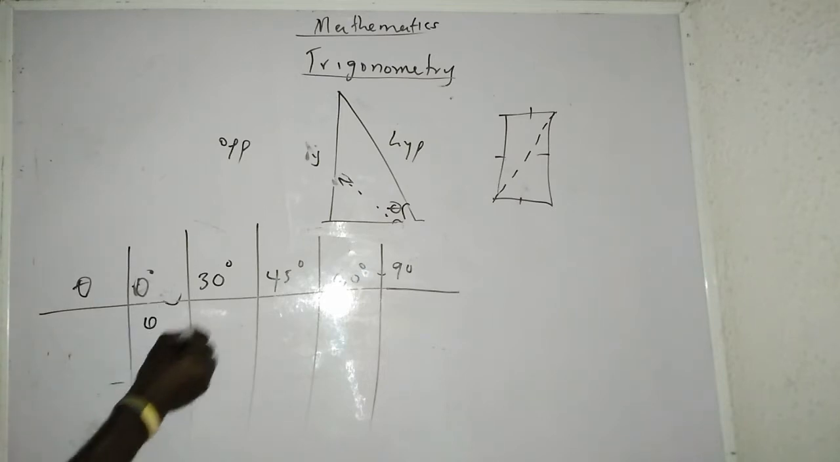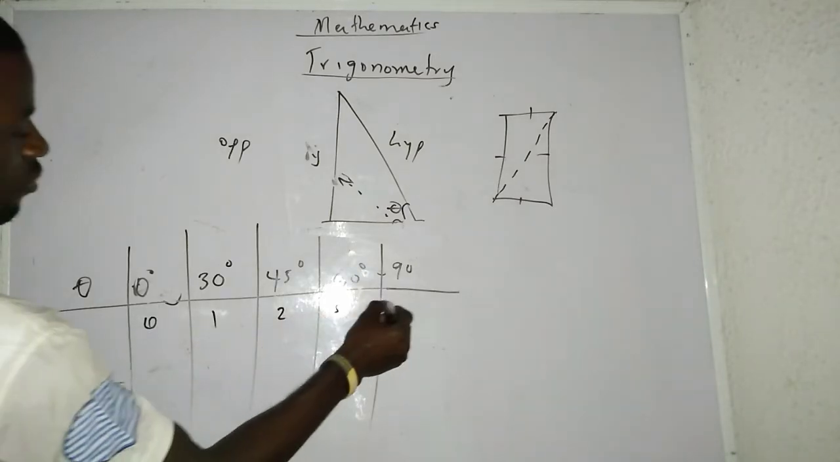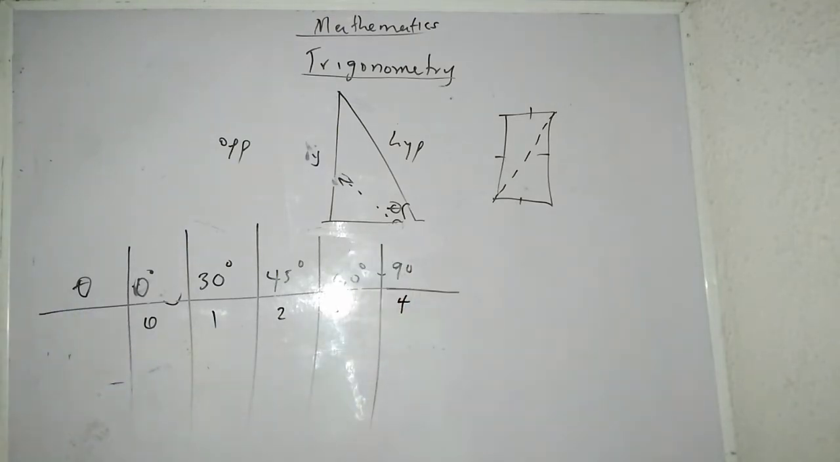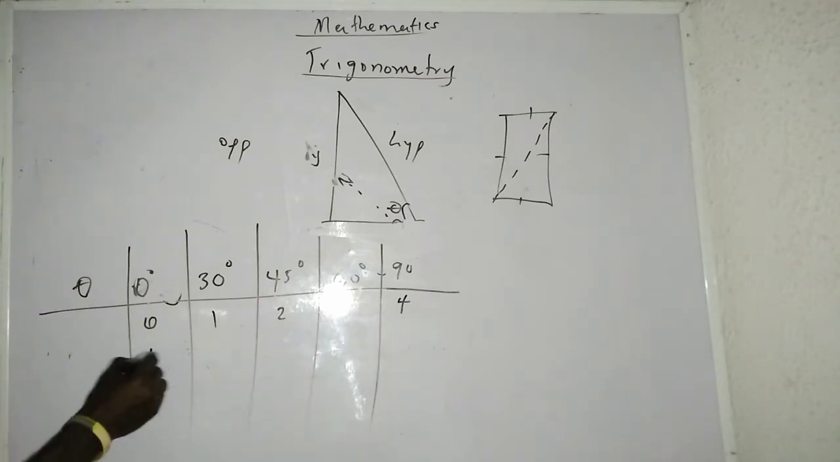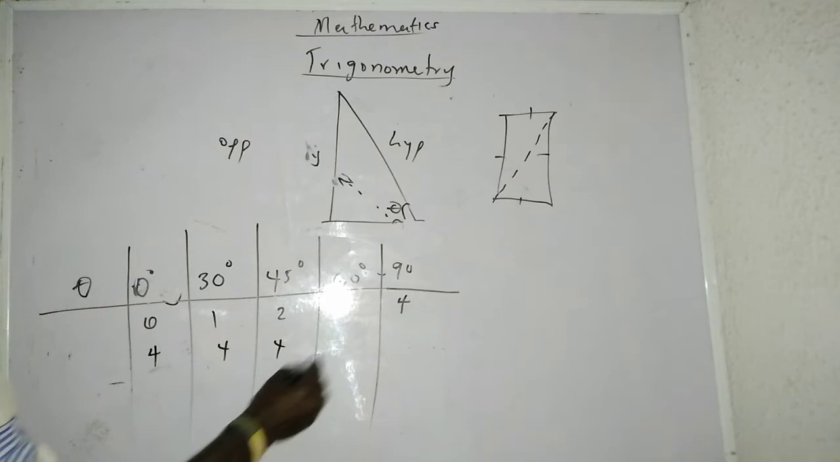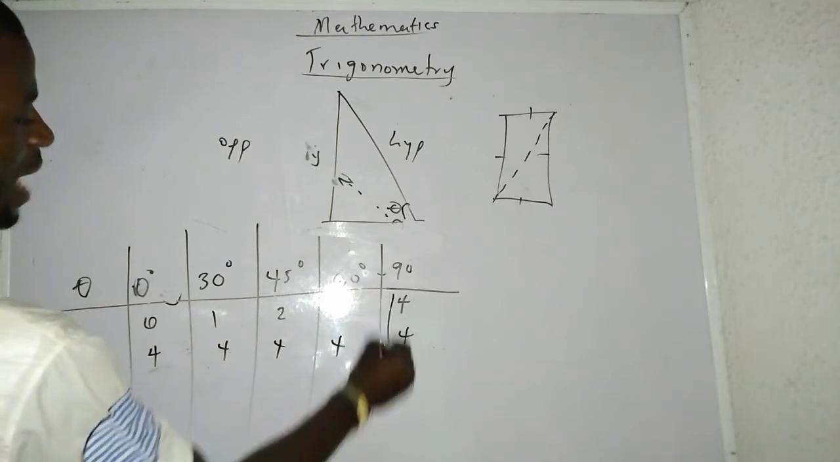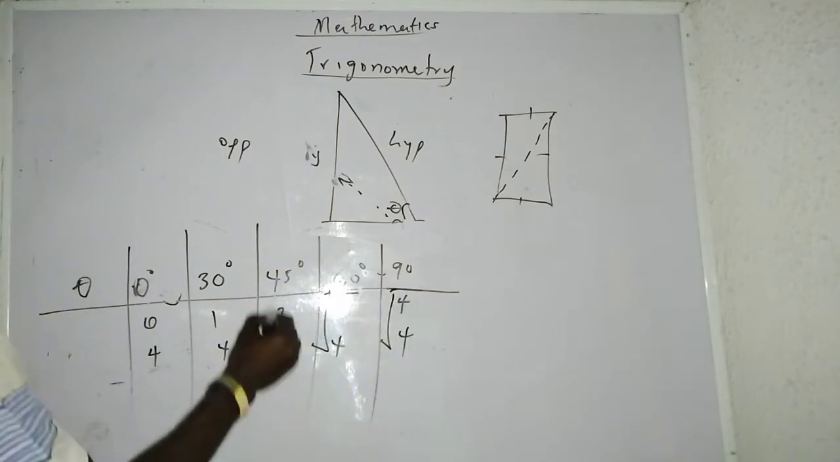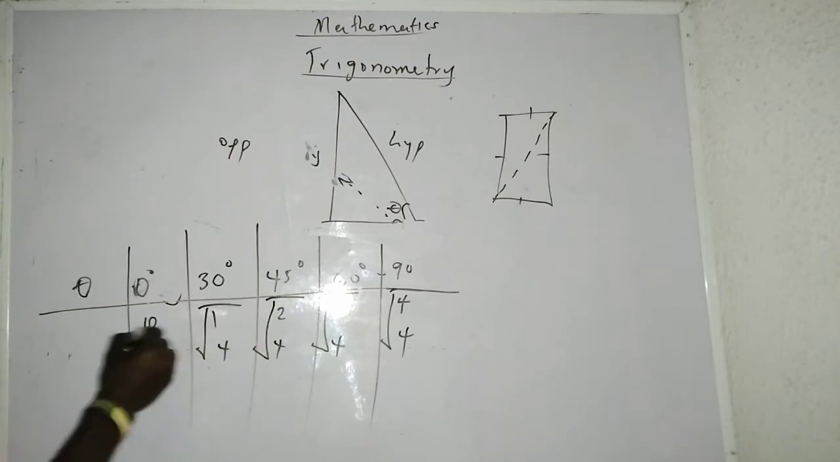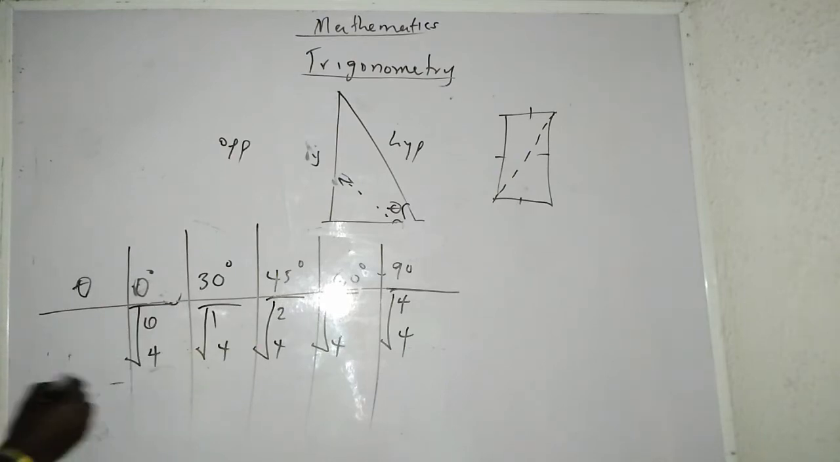I have 0, 1, 2, 3, 4. Now, the first number that has a square root, except 0 and 1, is 4. Now, I will move on with 4, 4, 4, 4, 4. Can I square root all? And all.